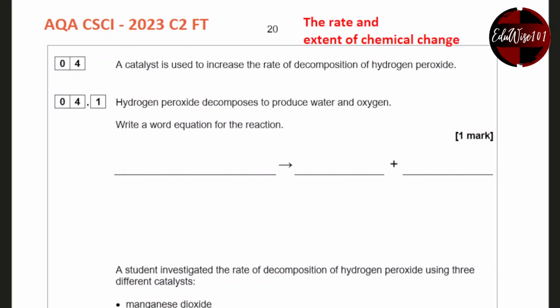In this video, I'm going to go through the AQA Combined Science paper, chemistry paper, foundation tier, paper 2 from 2023. Question number 4 is on the topic of the rate and extent of chemical reactions. A catalyst is used to increase the rate of decomposition of hydrogen peroxide. So decomposition, what does that mean? Decomposition means to break down.